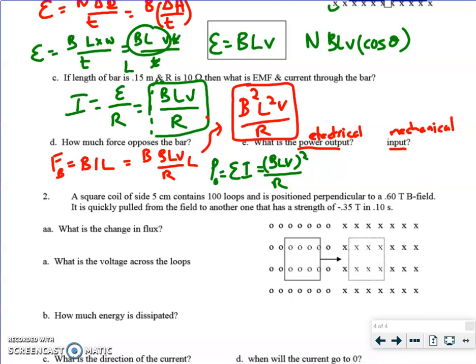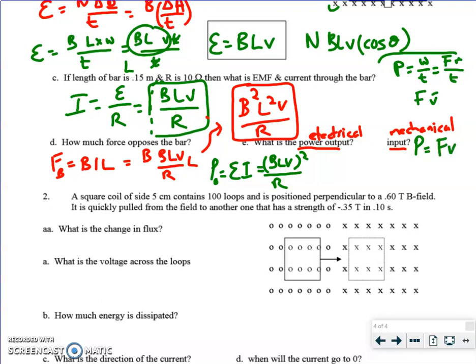Now for the input, that's mechanical. And you've probably forgotten from last year, but power due to mechanical is easily calculated as, don't write anything here. Remember, the definition of power is energy per unit time, or work per unit time. Work is a force times a distance divided by time, and distance divided by time is velocity, so it's really F times V. So this can be calculated F times V.